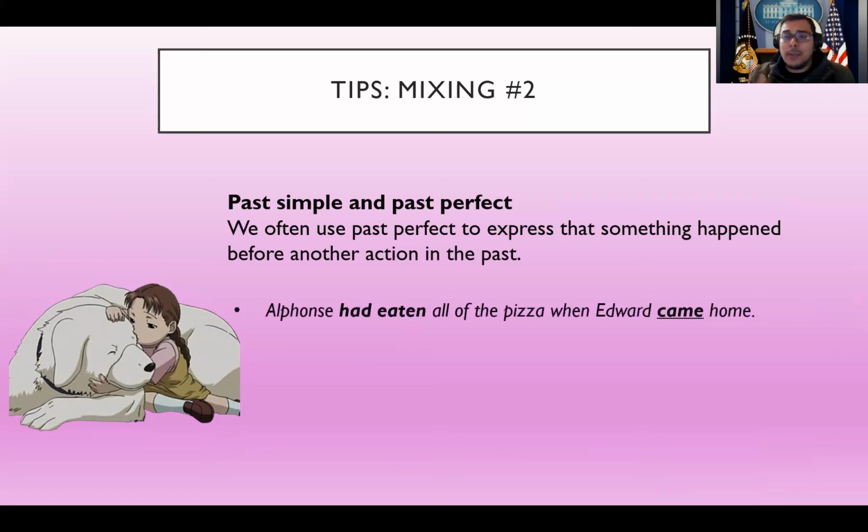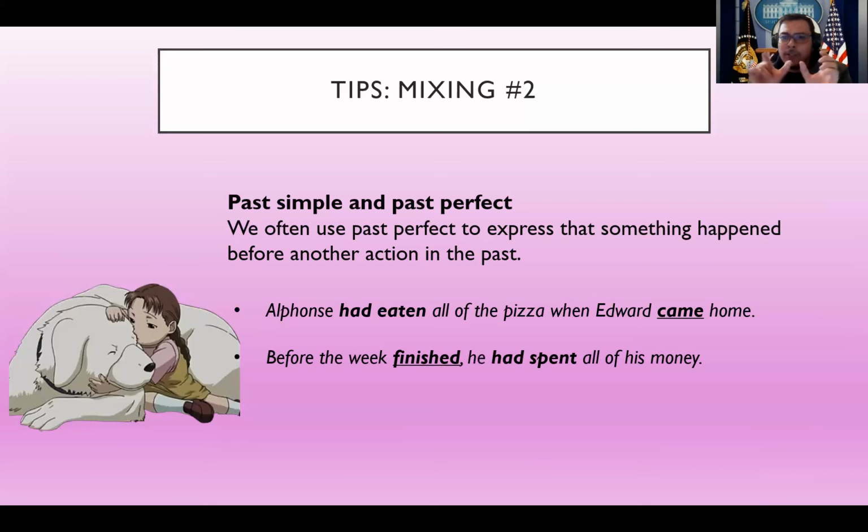And we can see an example like this one. Alphonse had eaten all the pizza when Edward came home. We can see how both of them are interacting, and one of them obviously happened before, right? Alphonse ate all the pizza, and that happened before Edward came home. We have another example here. Before the week finished, he had spent all of his money.